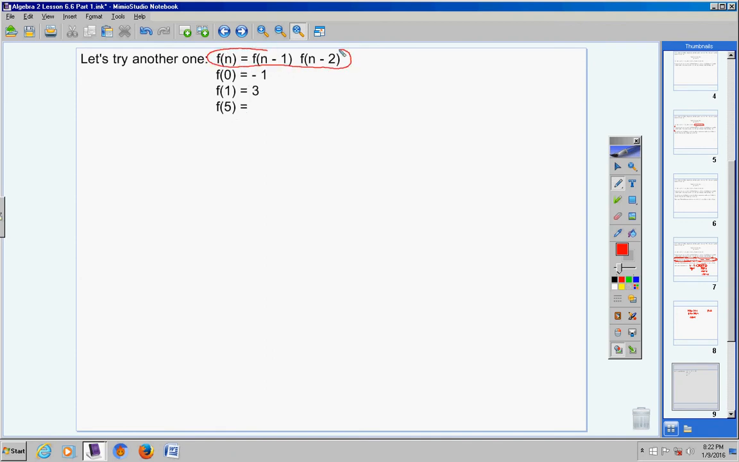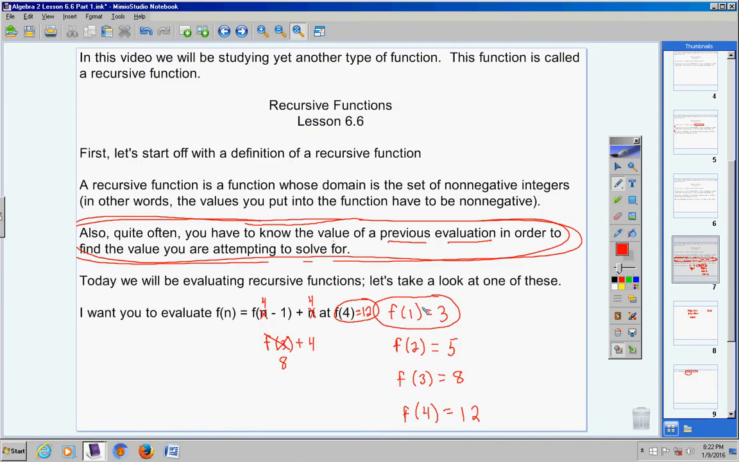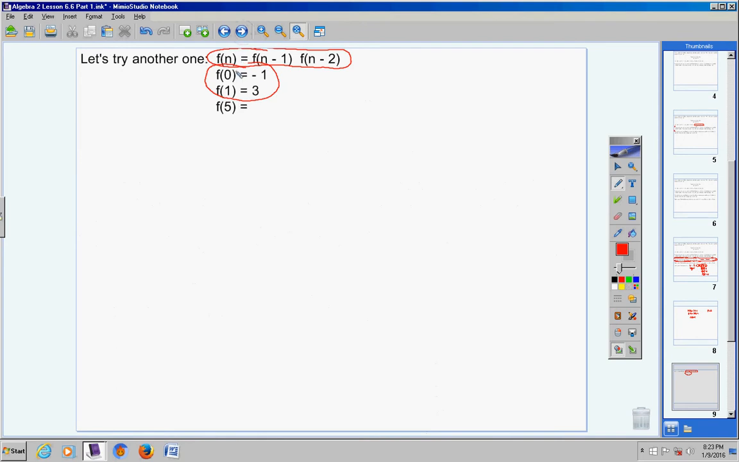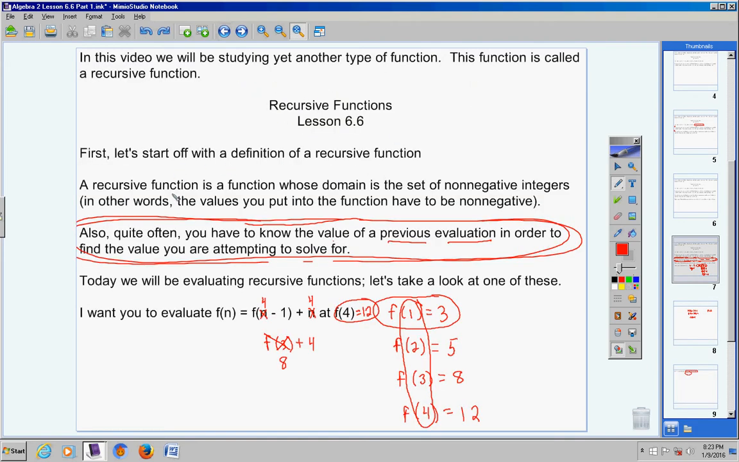There's my function, okay? I'm giving you two values. I'm telling you f of 0 is negative 1 and f of 1 is 3. By the way, notice all the values I put in were non-negative values. Same thing here. All of my values I'm putting in are non-negative. Now, do you sometimes get out some negative numbers? Yes, of course. I have no problem with that. The domain, which is what you're putting into the function, has to be non-negative.